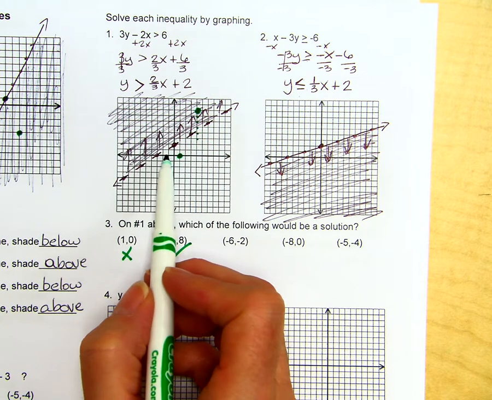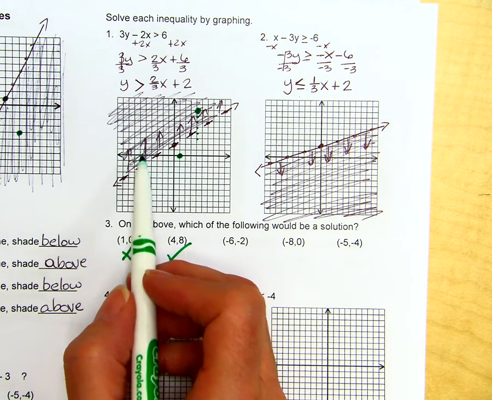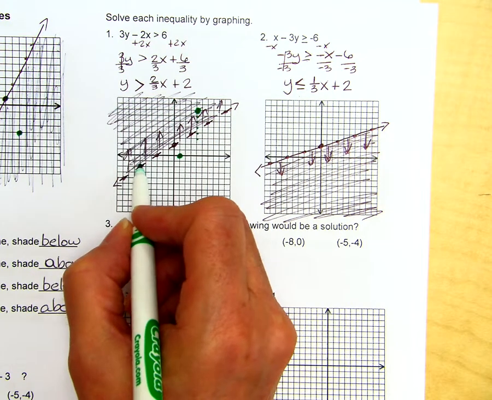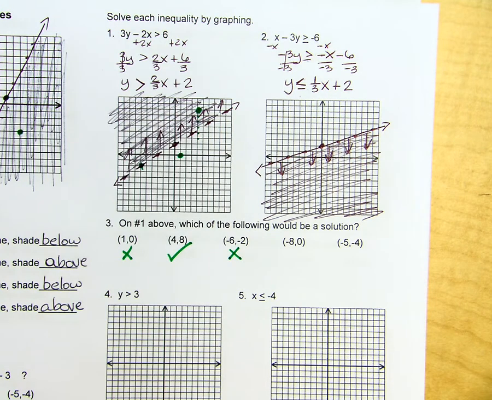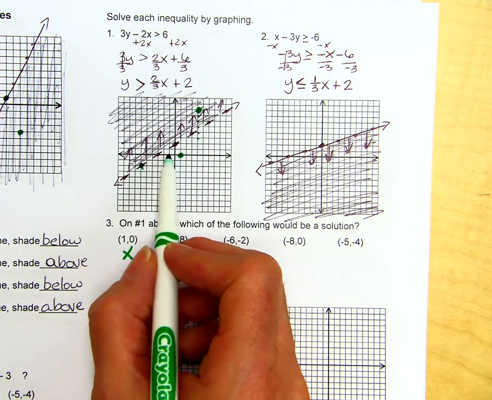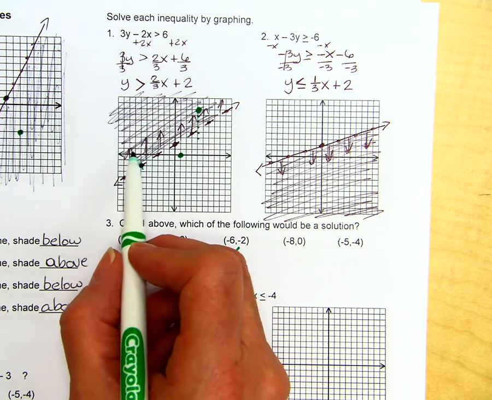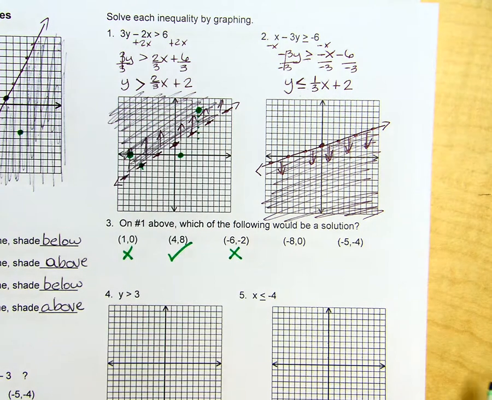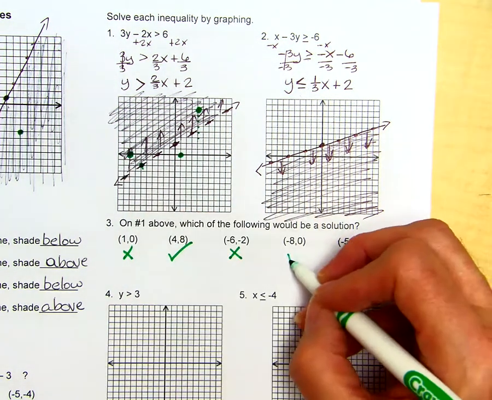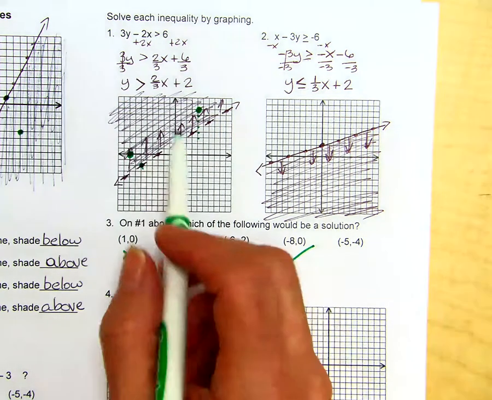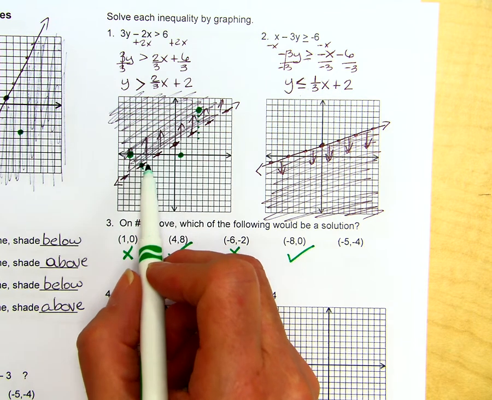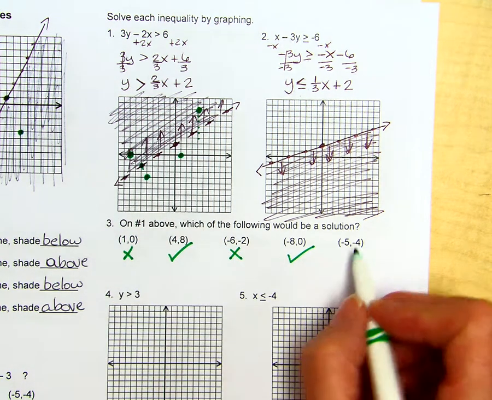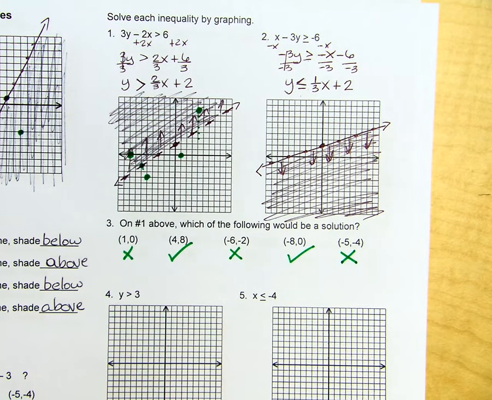Negative 6, negative 2. 1, 2, 3, 4, 5, 6. 1, 2. This one is on the line. It is not a solution because the line is not included because it's dashed. Negative 8, 0. 1, 2, 3, 4, 5, 6, 7, 8. Negative 8, 0 is indeed inside the shaded area, so it is a solution. And then negative 5, 1, 2, 3, 4, 5, and then down 4, 1, 2, 3, 4. This is not inside the shaded area, so it is not a solution.